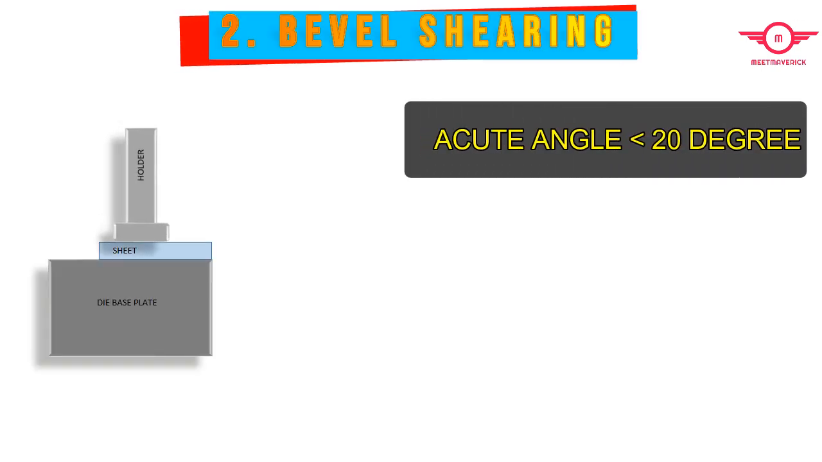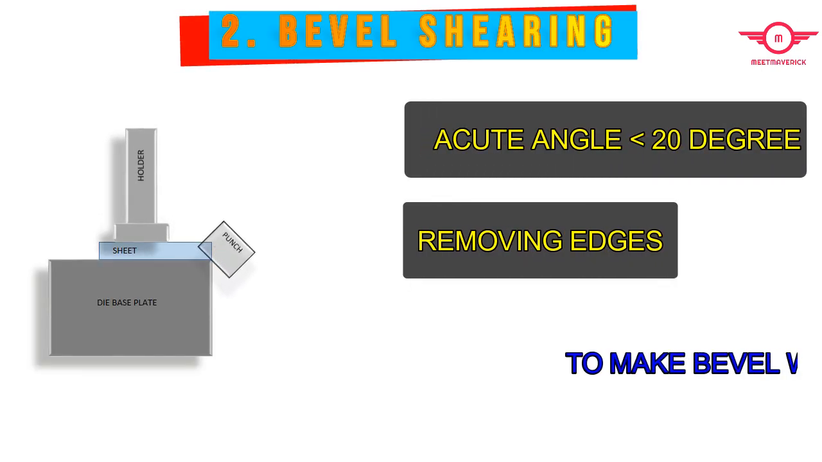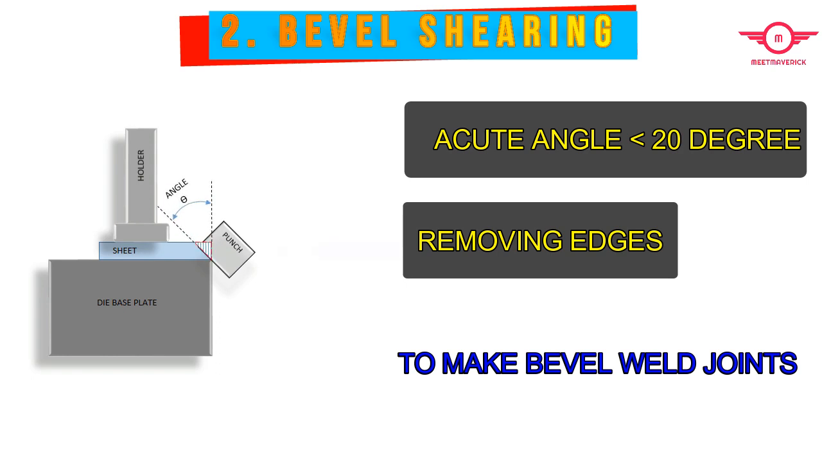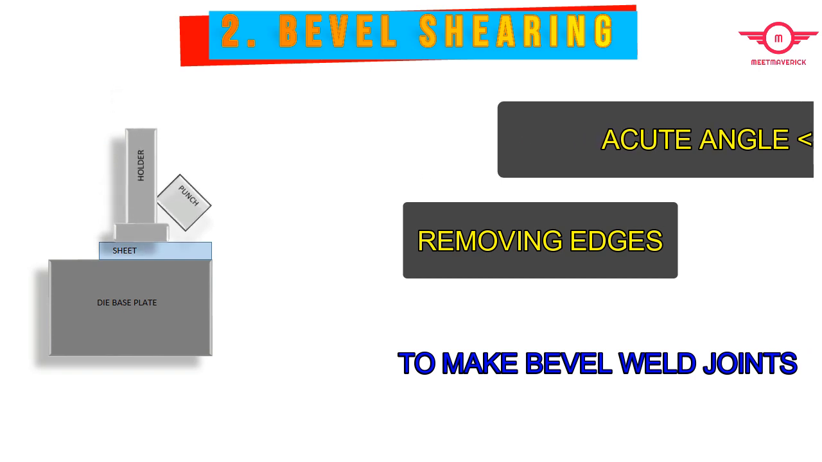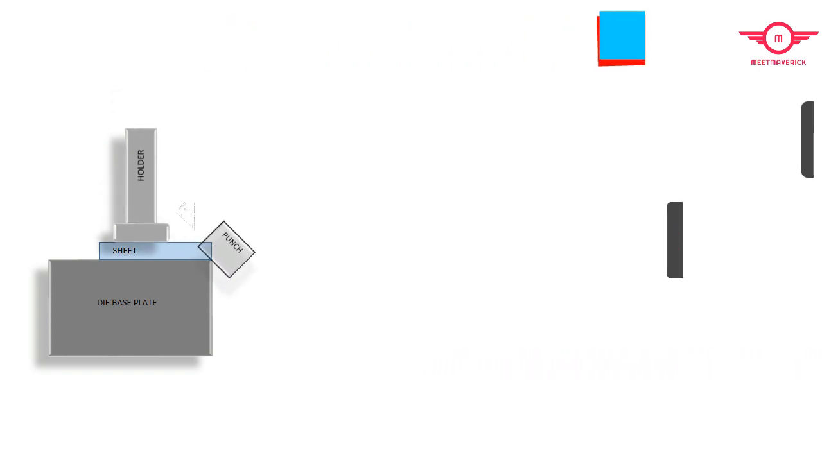Bevel shearing. Bevel shearing is a shearing operation in which the shear face is not perpendicular to the surface of the sheet. The bevel process is normally used to remove the sharp edges of a piece for safety, wear resistance, aesthetic look, and for mating with another piece. This process produces chips or scrap. A bevel welding joint shape is prepared by this process prior to the welding.